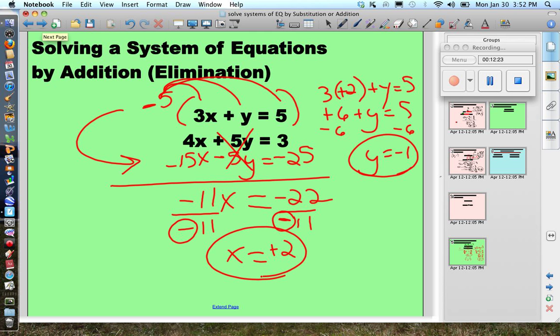And to double check that I'm right, I'm going to use that second equation and check it out here. So 4 times 2 plus 5 times negative 1 should be 3. So 8 plus negative 5 does equal 3, and I know that I'm right.